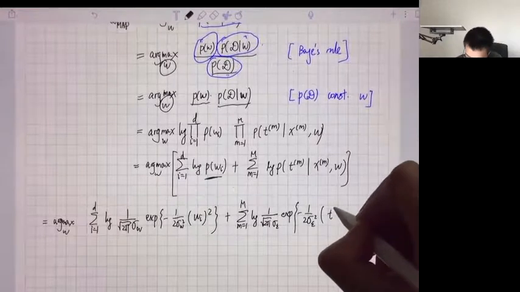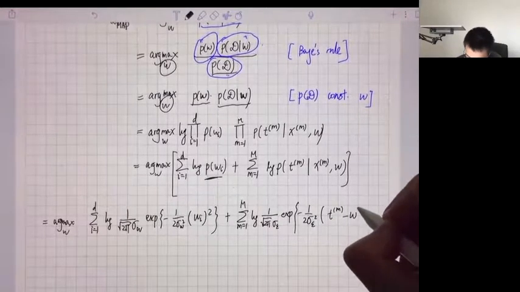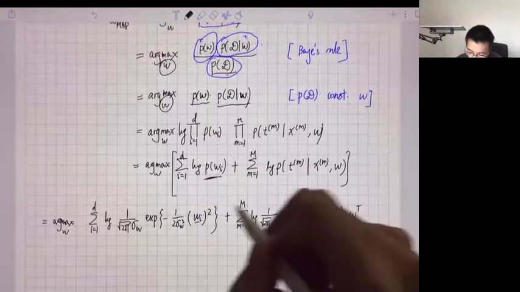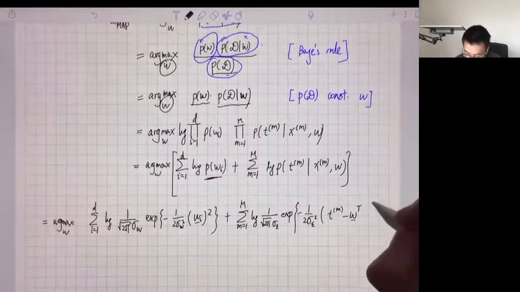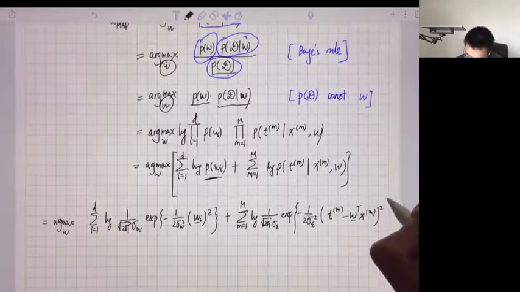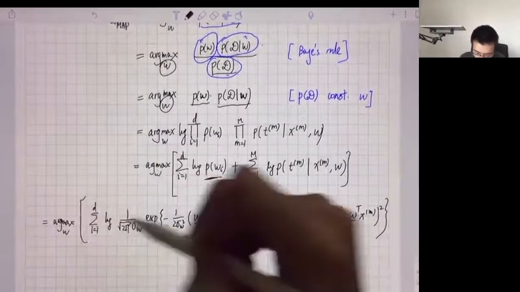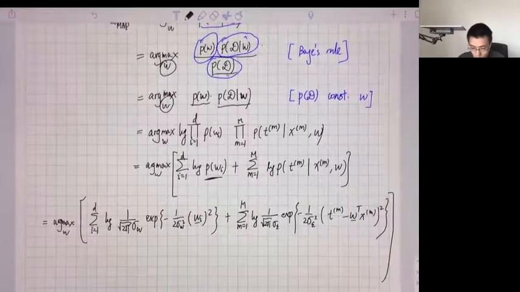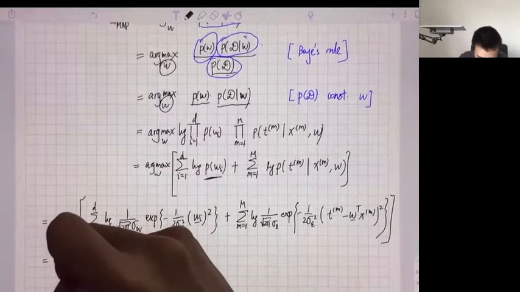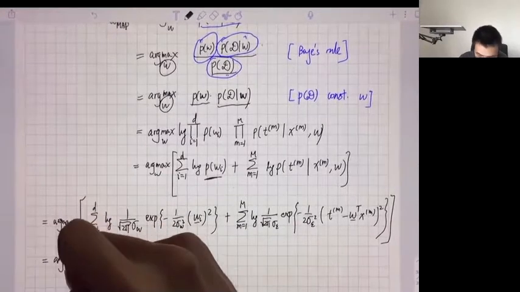Then Tm minus W transpose. So this Wi is just an element of the vector W, right? So Xm squared. Okay, it looks scary, but there's nothing complicated here. Then I can say argmax.